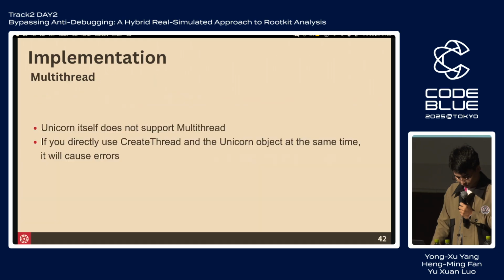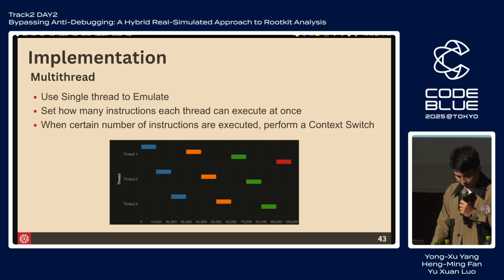Another part, multi-threading. Because Unicorn doesn't support multi-threading, it is pretty hard work. If we just create another thread and let different threads share the same Unicorn object, it will cause errors. So we tried two ways to deal with this. We first considered using a single thread, with context switching after a fixed instruction count on a shared instance. But this severely impacts performance.